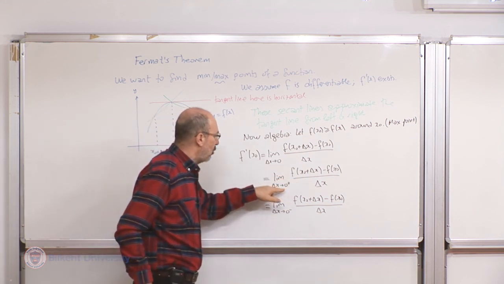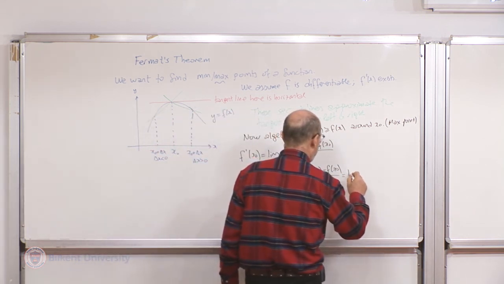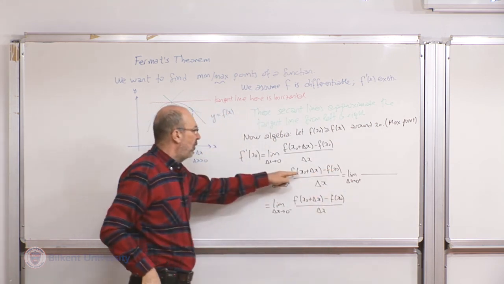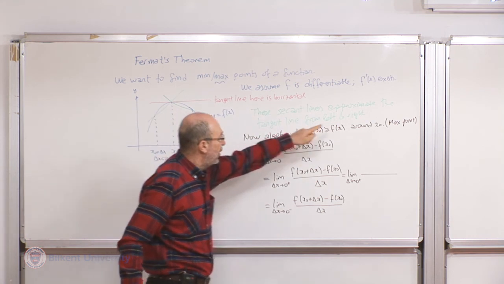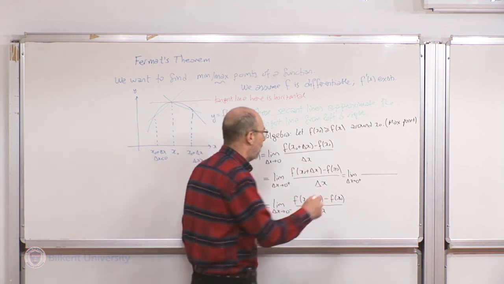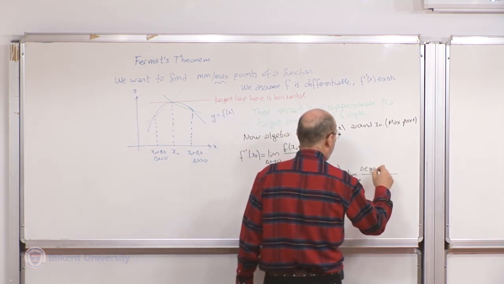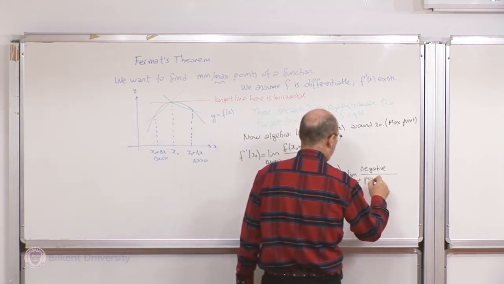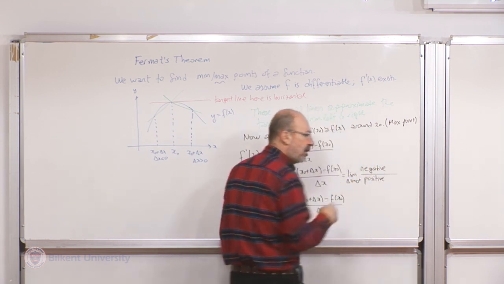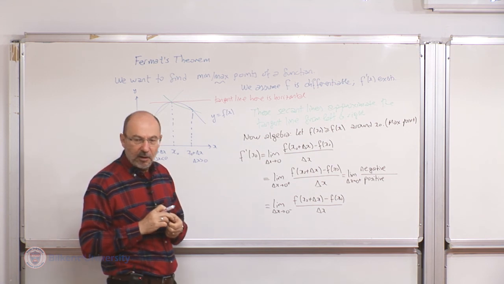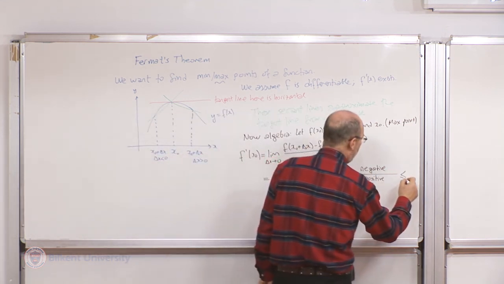So let us look at here. So this is equal to the limit as delta x goes to 0 from the right. F of x sub 0 is larger than f of x sub 0 plus delta x. F of x sub 0 is the maximum number. So the numerator is negative. Delta x is positive, that's what we are taking. So the whole thing is negative. We are taking the limit of something negative, so it cannot be positive. So it is less than or equal to 0.